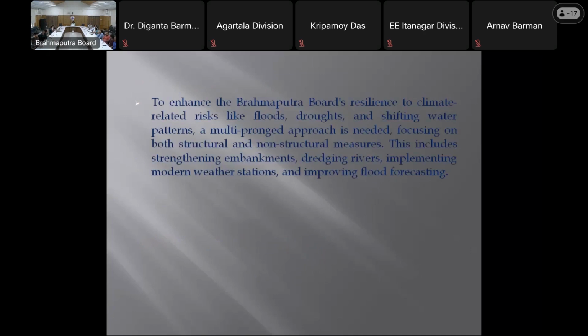Sir, to explain this: to enhance the Brahmaputra Board's resilience to climate-related risks like floods, droughts and shifting water patterns, a multi-pronged approach is needed, focusing on both structural and non-structural measures. For Brahmaputra Board, this type of initiatives should be taken in the near future to adapt to climate change. This includes establishing embankments, dredging of rivers, implementing the modern weather stations, means AWS, and improving the flood forecasting. So we have to do this type of initiative from our side.